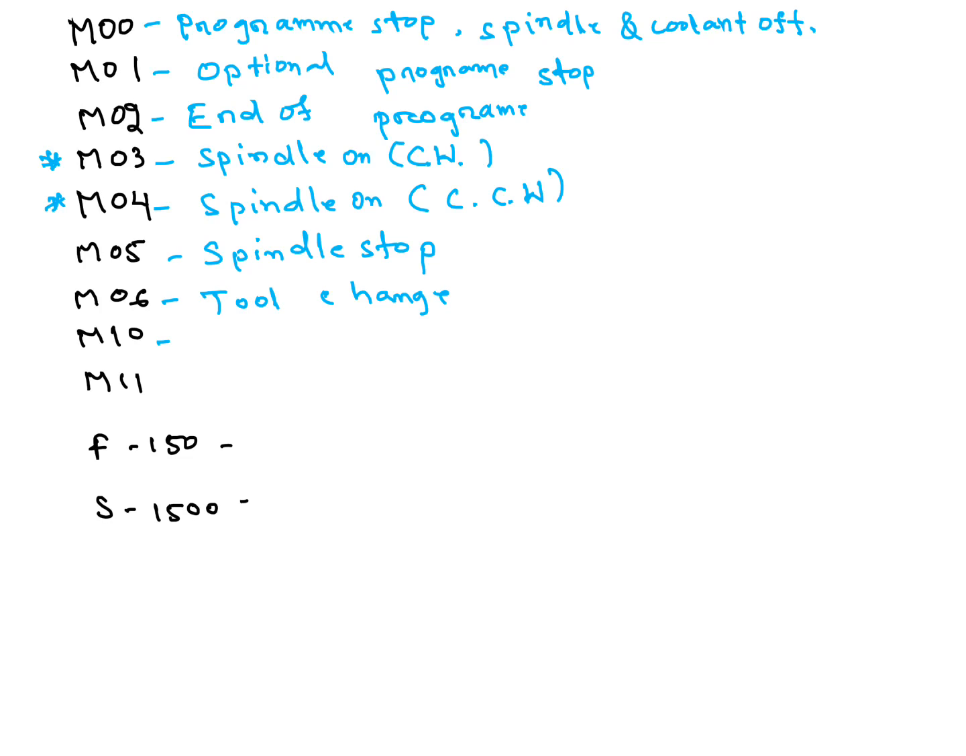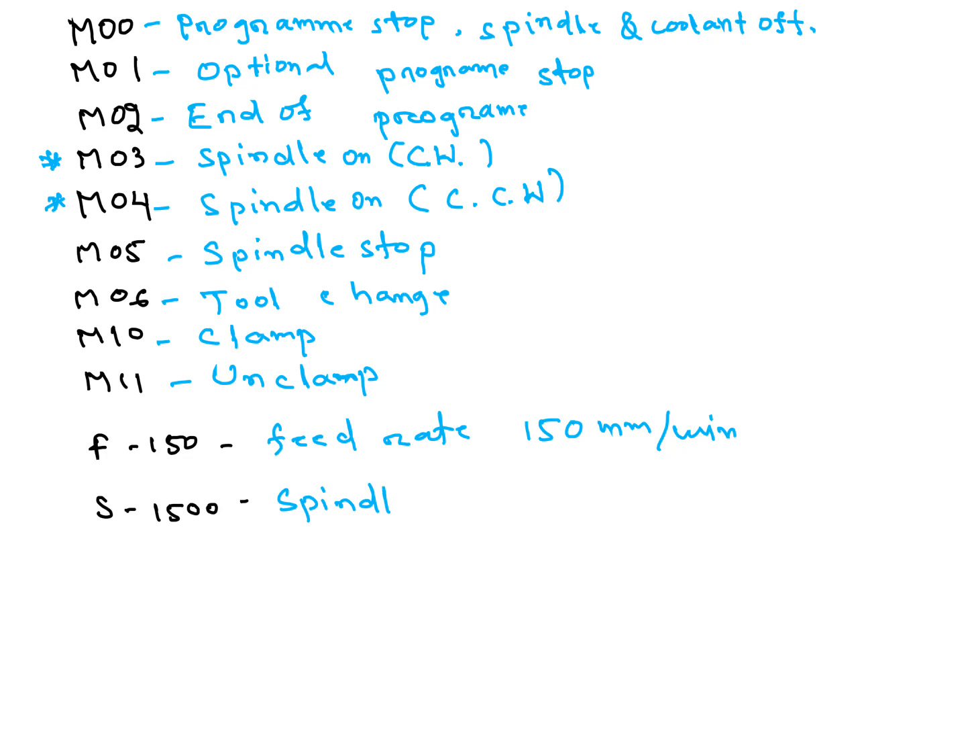Then M10 is for clamp. This was asked in ISRO. M10. Then M11 is for unclamp. F stands for feed rate. For example, F150 is a feed rate of 150 mm per minute. S is for spindle speed, for example spindle speed of 1500 RPM.